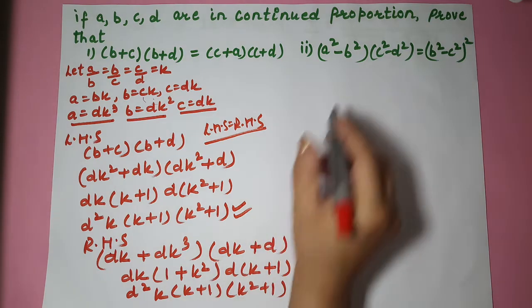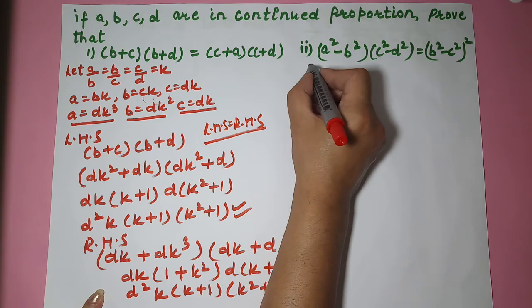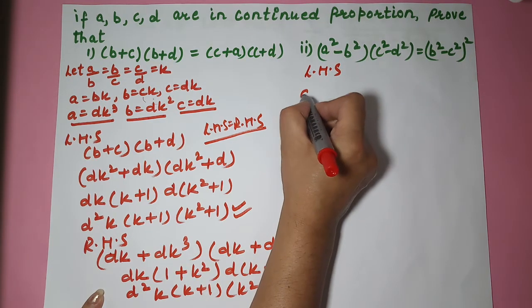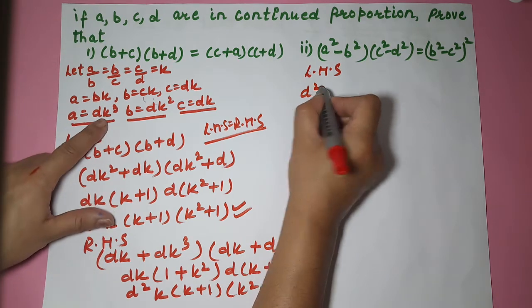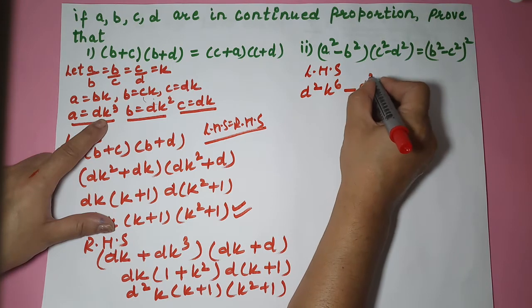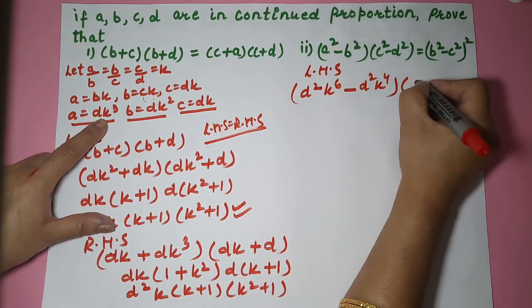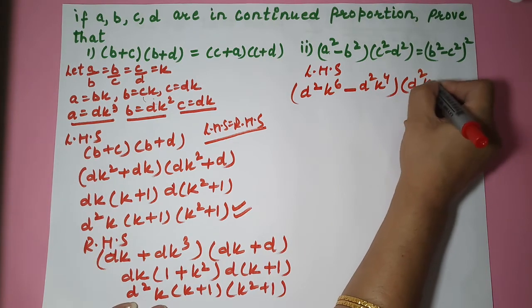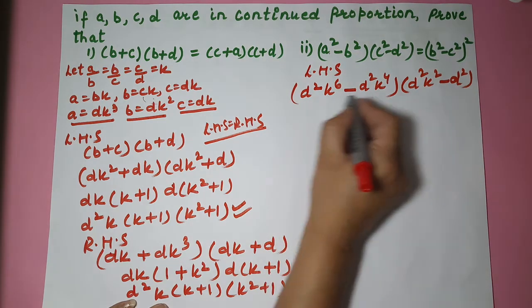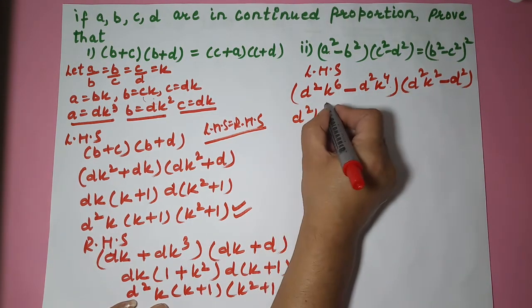In this part, again, A, B and C, we will change. What is my left hand side now? I'll take the left hand side first. My left hand side is D square K cube. K cube square is K6 minus B is D square K4. And then C is D square K square and this D square as it is. Now here I can take D square common. I can also take K4 common.